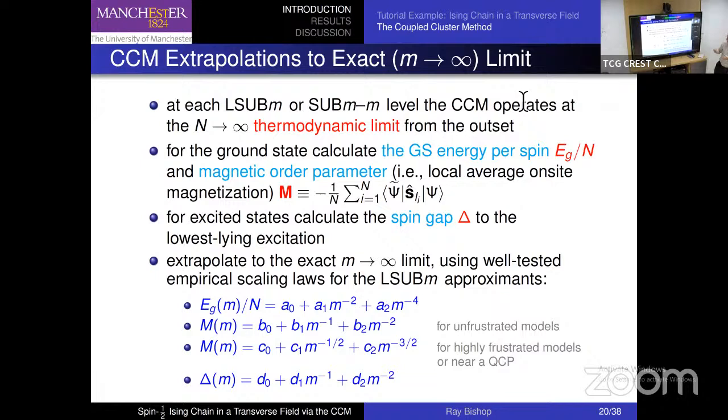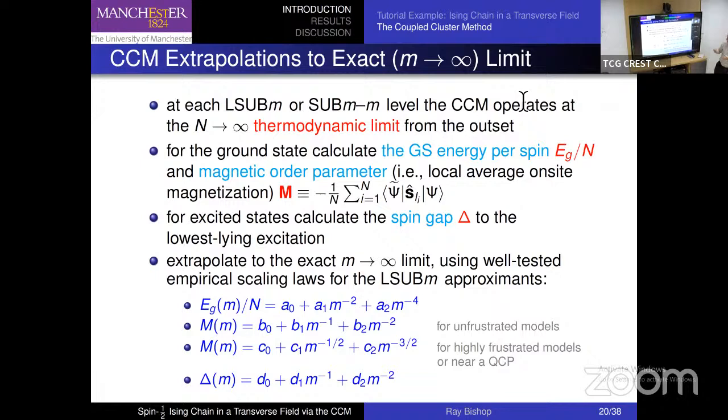And then for the ground state, we calculate immediately the ground state energy. And then I can calculate also anything else I like. In particular, because I'd like to compare with classics, I'll compare magnetization both in the Ising direction, the Z direction, and in the transverse direction. And if I was doing excited states, I would calculate the gap to the lowest excited state. Now, the only approximation I need to make is to extrapolate to the M goes to infinity limit, because I know if I go M to infinity, I'm doing exact.